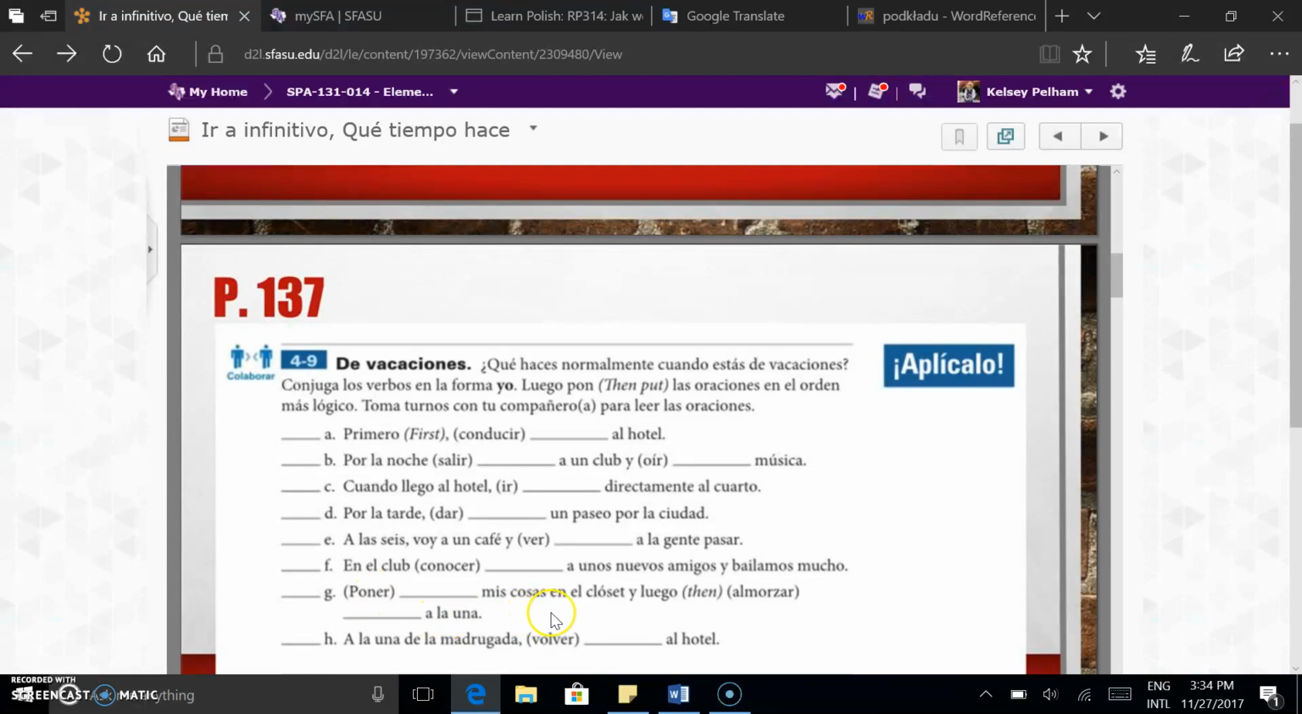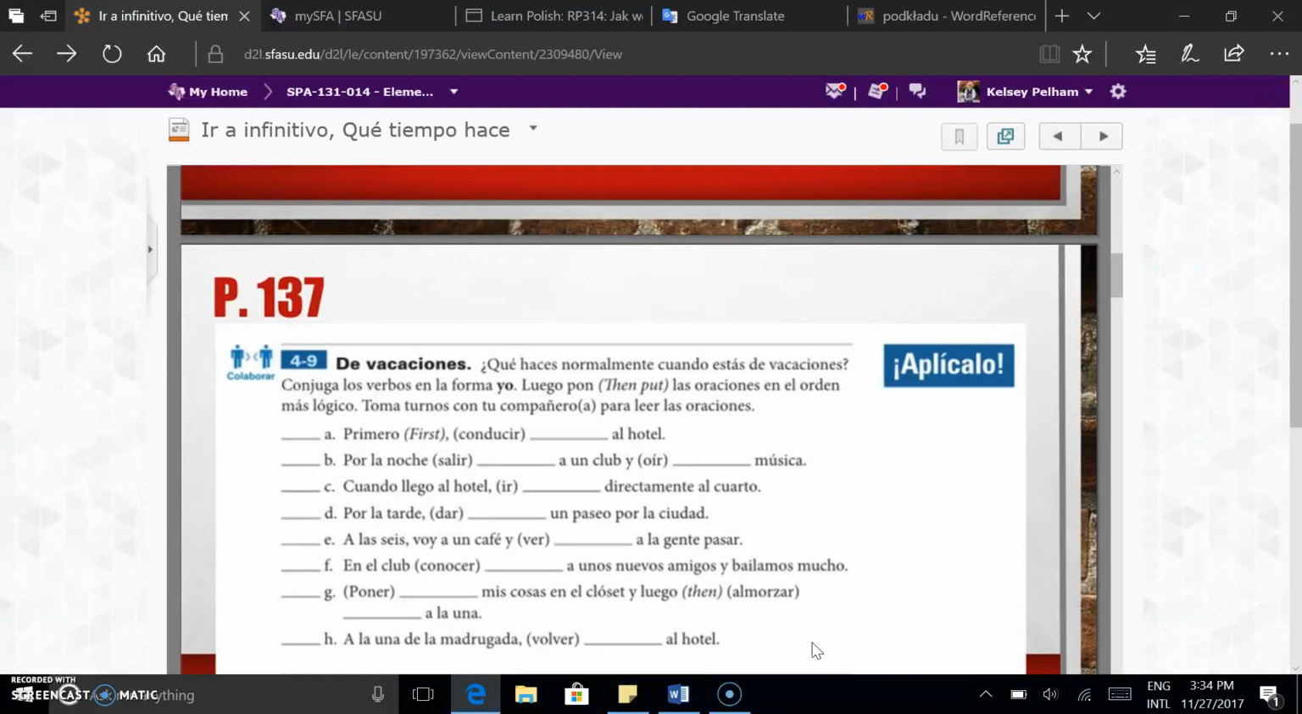Pongo mis cosas en el closet y luego almuerzo a la 1. A la 1 de la madrugada, vuelvo al hotel. So these are all out of order, so your job is to figure out what order they go in. So primero, I'll try to do this on the fly and see if I can figure it out.